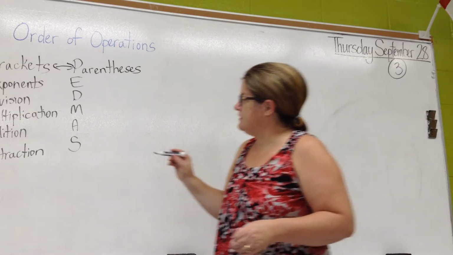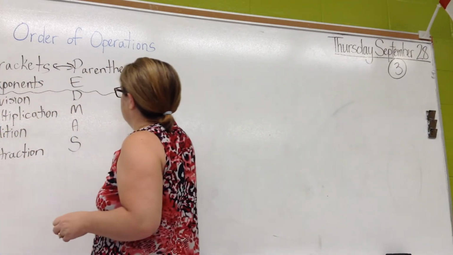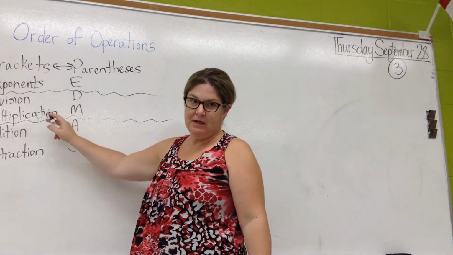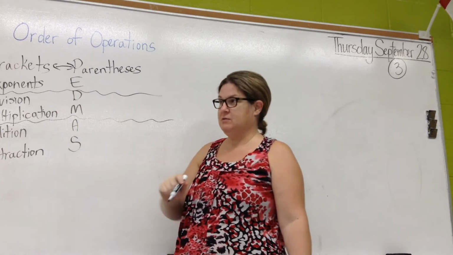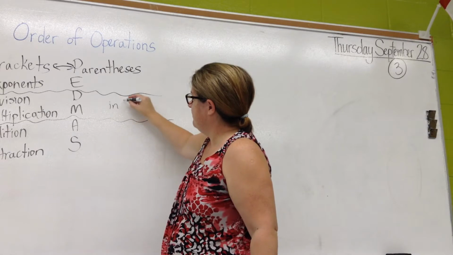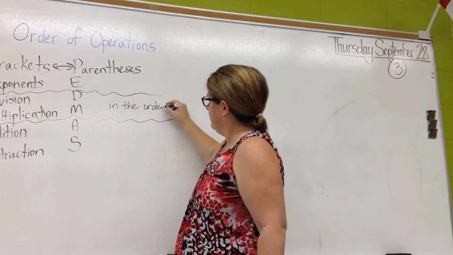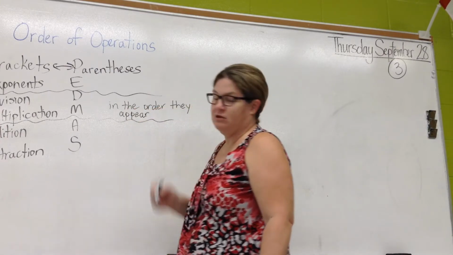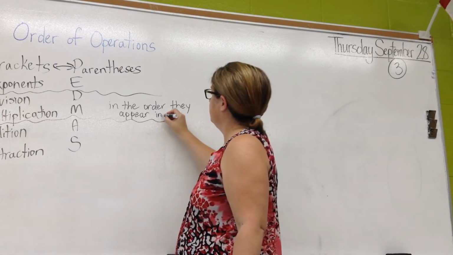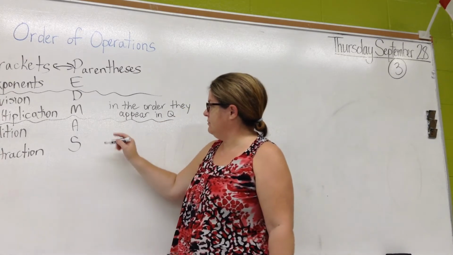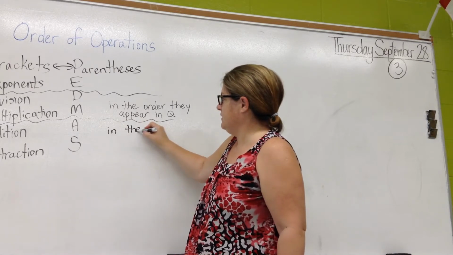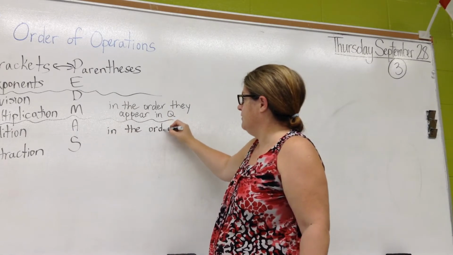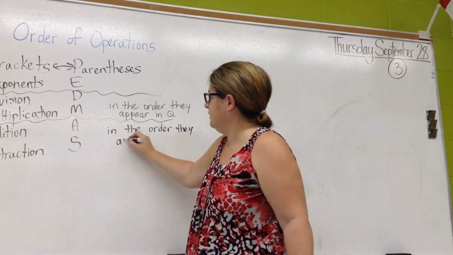I want to point out to students that there's a common mistake right where I'm drawing those squiggly lines. The division and multiplication is not division before multiplication, but is in fact in the order they appear in the question. So whichever one comes first in the question happens first. And the same can be said for addition and subtraction. It is not addition before subtraction, but is in fact in the order they appear in the question.